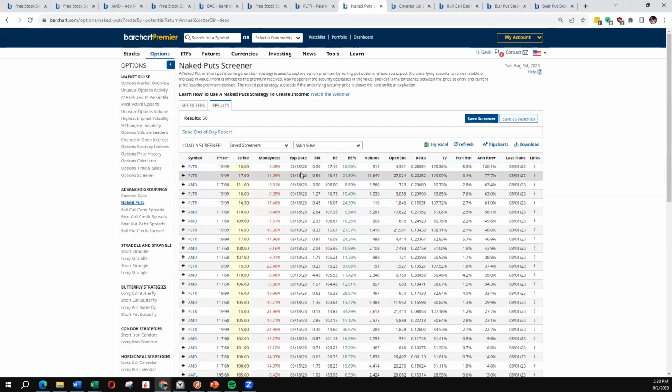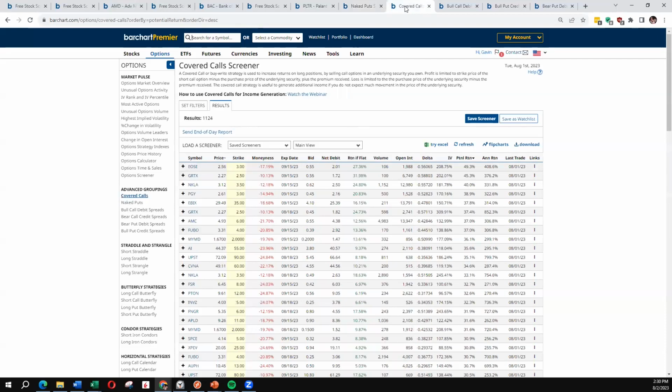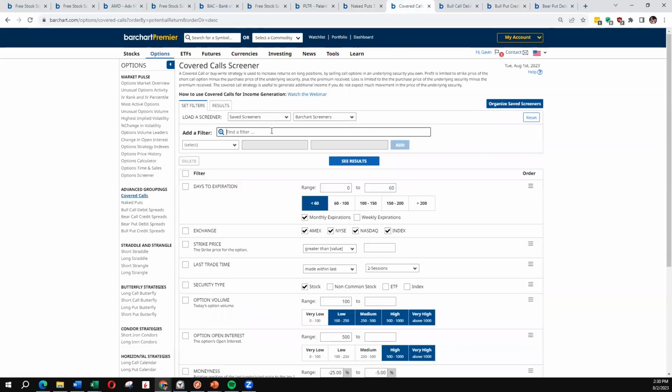So that's one way we can use our stock screener to then come in and filter our naked put screener. We could do the same on a covered call screener as well. Again, just coming in here, looking at our symbols.